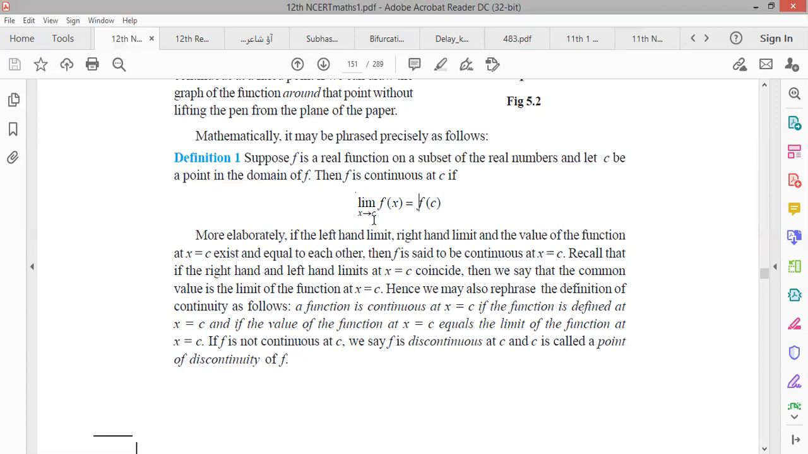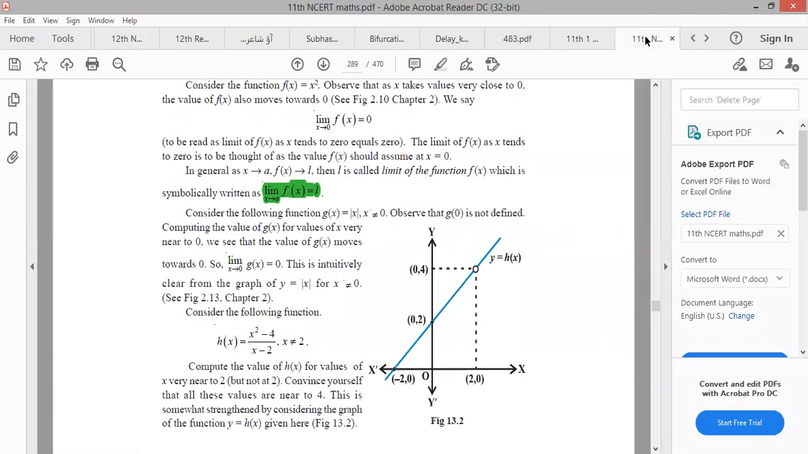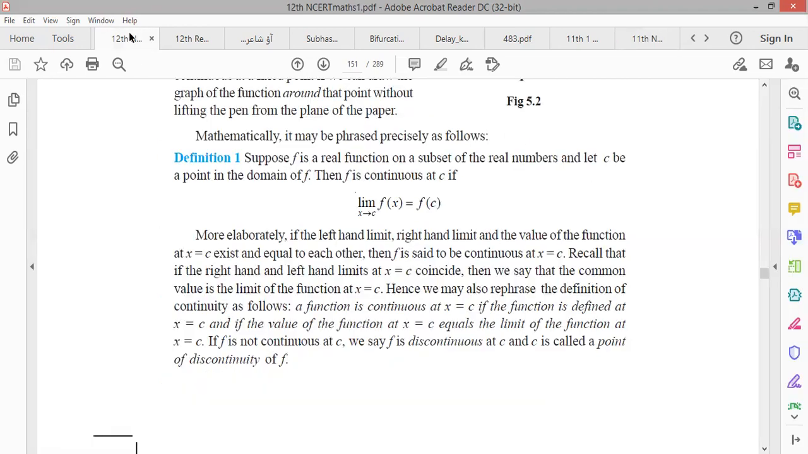In class 11th, you have noticed that this f of C was actually L. And we used to say there that the limit exists whenever this limit tends to some quantity L. But here in class 12, this L is replaced by f of C. So there's a difference: L can be any quantity that may or may not be the value of the function f of C. Whatever that is, the limit exists. But if it is f of C, the value of the function at this given point C, we say that the function is continuous.